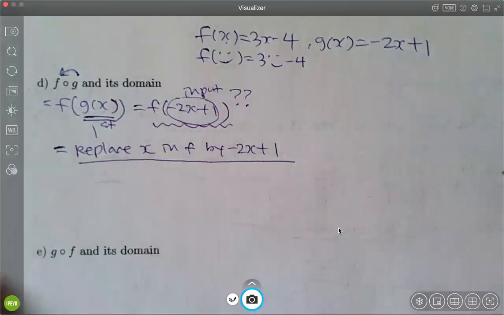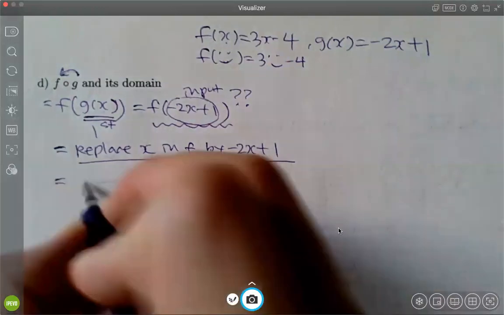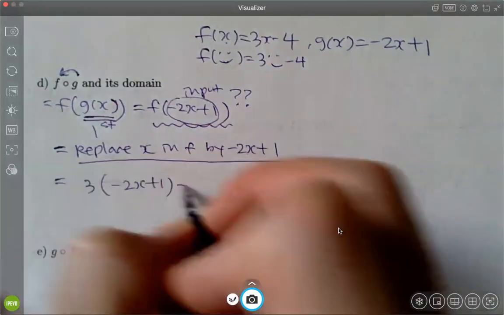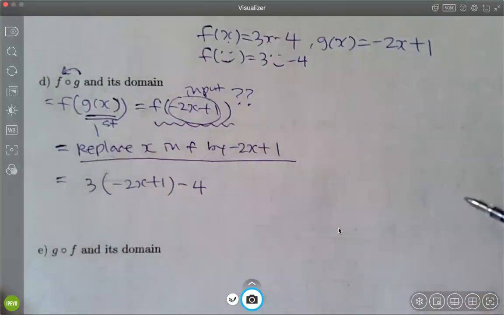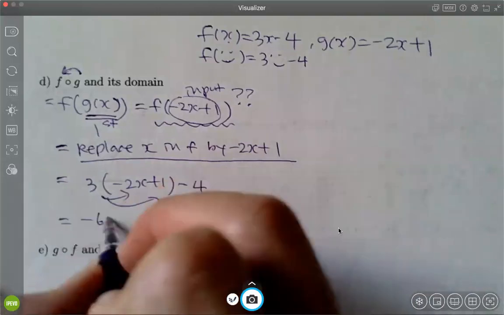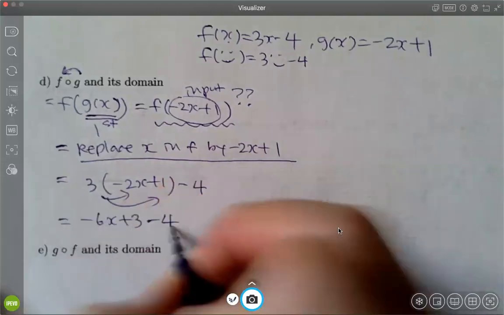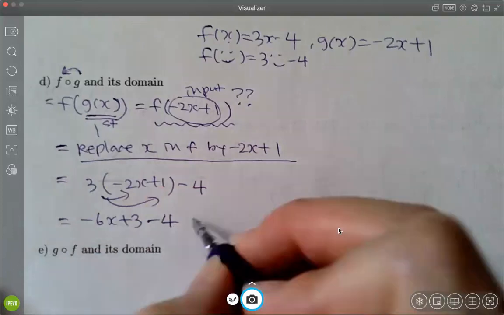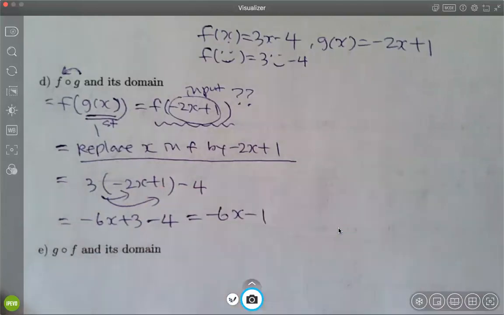Okay, so what does that mean? 3 times negative 2x plus 1 and then minus 4 in the back. Okay, so we can clear parentheses here. So we get negative 6x plus 3 and then minus 4. So we get negative 6x minus 1.